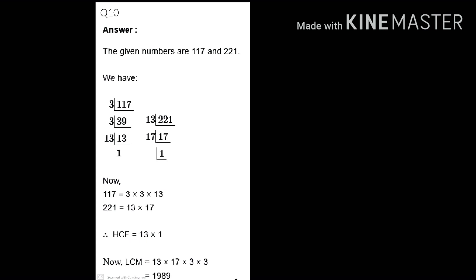So 117 can be written as 3 into 3 into 13 and 221 can be written as 13 into 17. So what is HCF? HCF is the common factor, which is 13. And what is LCM? LCM is 13 into 17 into 3 into 3, that is 1989. Okay.